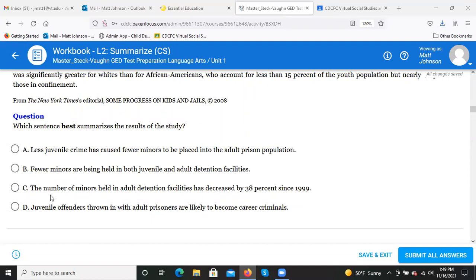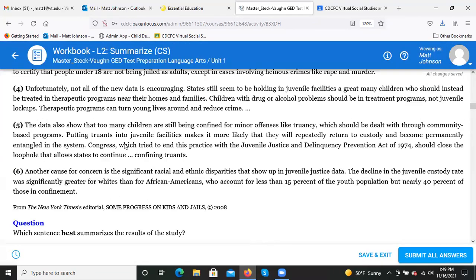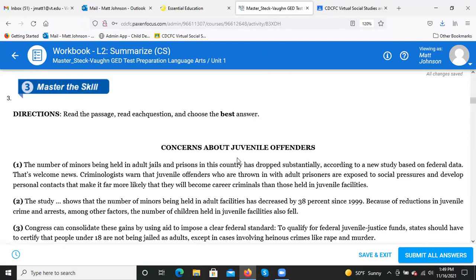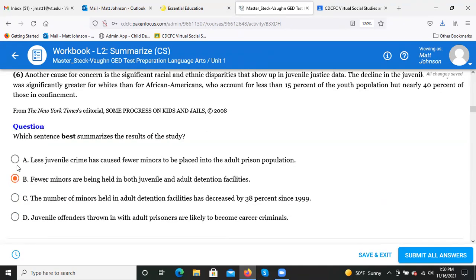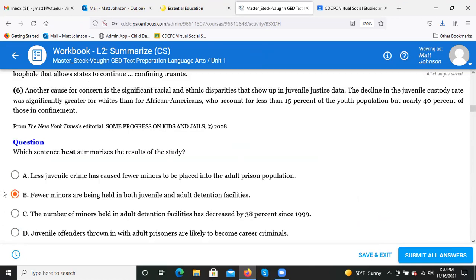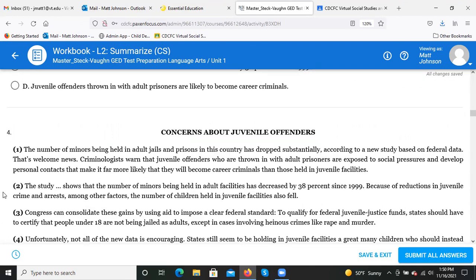C? I say it's B. B is in boy. And just think, the title there, "Some Progress on Kids and Jails," well, I think a little crazy there. And then, concerns about juvenile, but we start off with, the number of minors being held in adult jails, prisons in the country has dropped substantially, according to a new study. So that's your topic sentence right there at the top of the passage. All right, so number 3 is B.